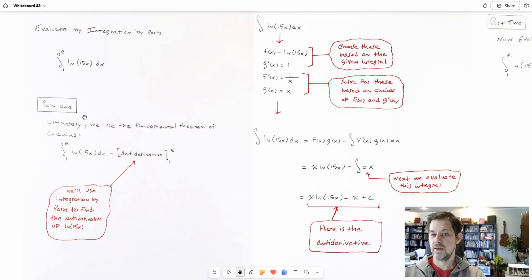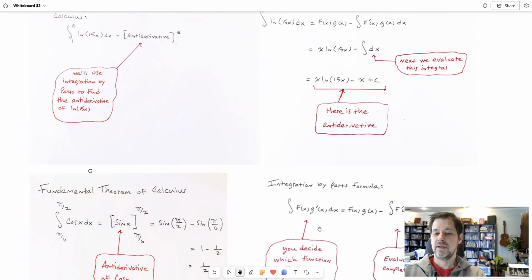The first thing I have to tell you is that ultimately we would use the fundamental theorem of calculus to evaluate this definite integral. What that means is that I would have to figure out somehow the antiderivative of natural log 15x. Once I find that, I can plug in essentially the bounds of integration. So that's what the fundamental theorem of calculus gives us as a tool to evaluate definite integrals like this. The hardest part is probably finding the antiderivative.